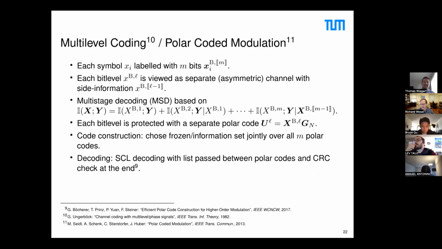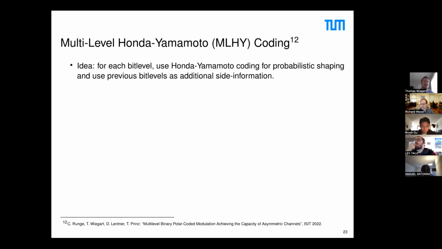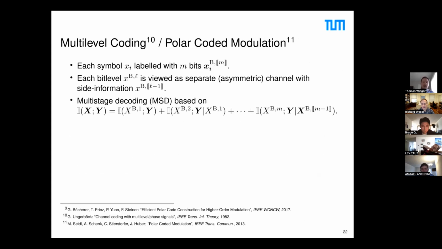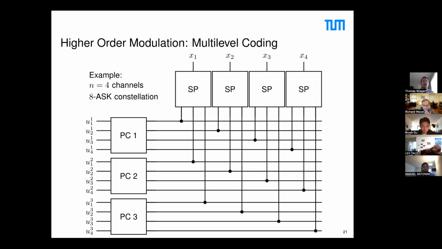Okay, then let's go back to shaping again, and to the so-called multi-level Honda-Yamamoto coding. What we can of course do, let me maybe go back to the picture, is do Honda-Yamamoto coding for every level and just do it independently, right? That way we could rather easily generate a product distribution, because if we shape these polar codes independently, then we can only generate a product distribution, but we can't generate an arbitrary distribution.